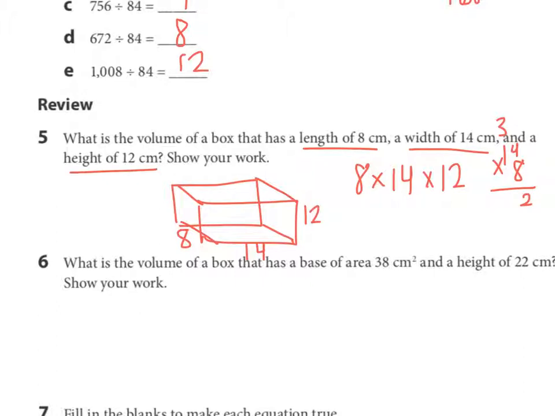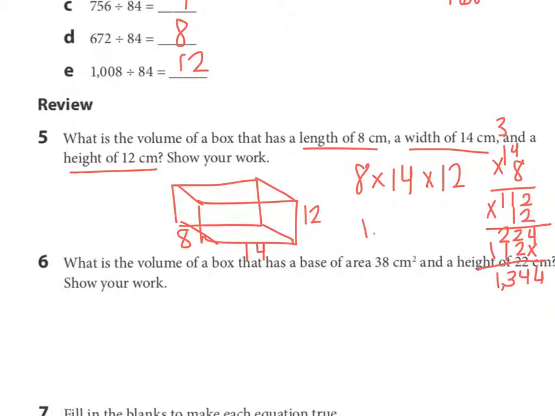8, 9, 10, 11, that's 112. And I'm going to multiply that by 12. 2 times 2 is 4. 2 times 1 is 2. 2 times 1 is 2. Hold a place value. 1 times 2 is 2. 1 times 1 is 1. 1 times 1 is 1. Add 4, 4, 3, 1.